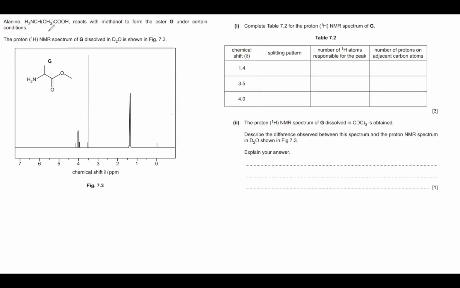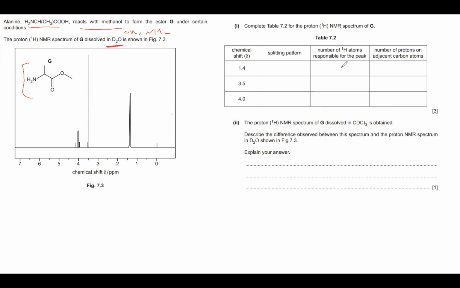So in this question, we have alanine amino acid reacts with methanol. So we get ester, this ester here. So this is the H-NMR spectrum of ester G, solvent D2O. Okay, the solvent is very important. When we dissolve something in D2O, the OH peaks and NH2 peaks disappear. Okay, so keep this in your mind.